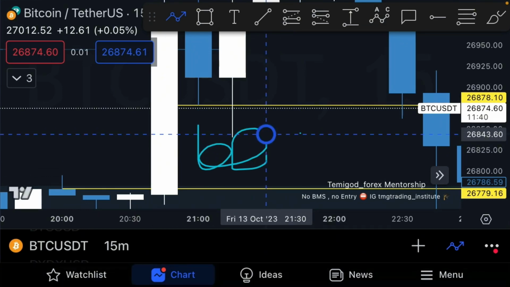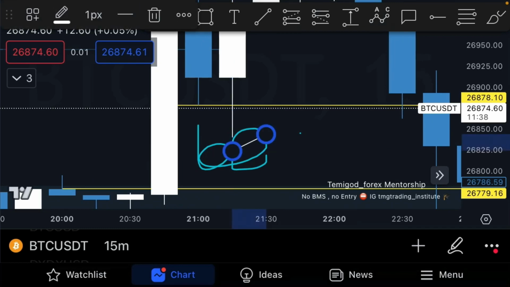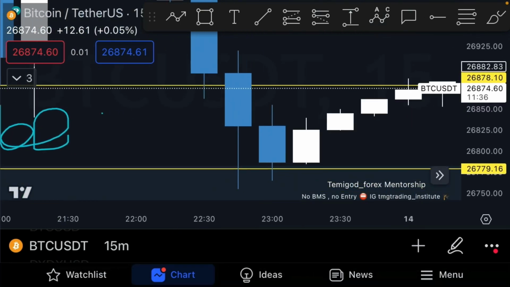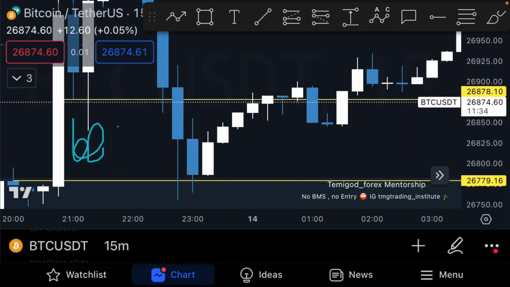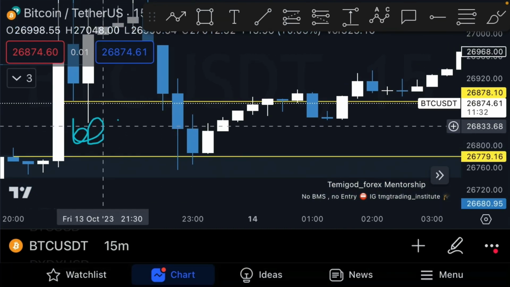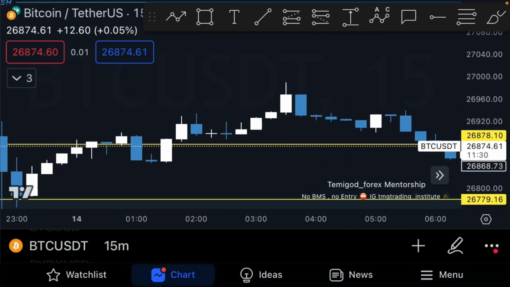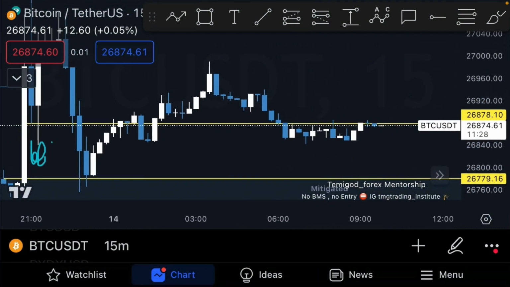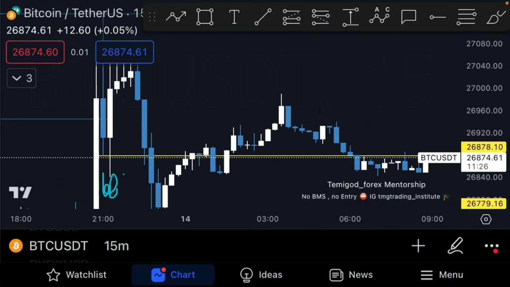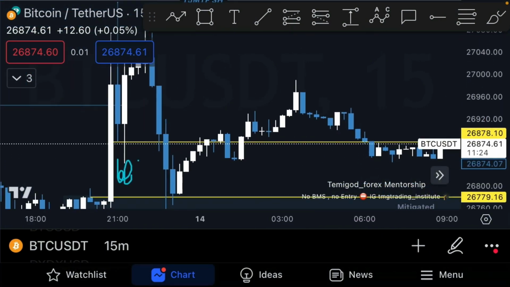Prices would need to meet up to that imbalance area, fill in that area and continue in its direction. Now you can see right now that prices came to that area, filled in the area and continued going up, until now that it's kind of rejecting, for some reasons that I would explain probably later on in the next video. So that's what an imbalance means.